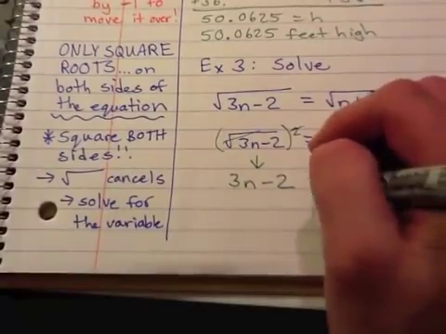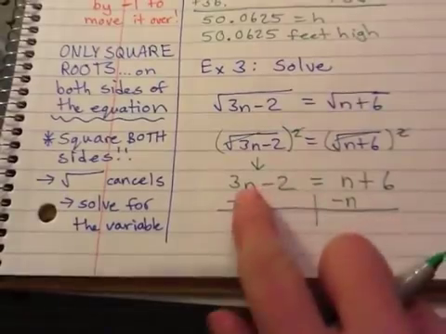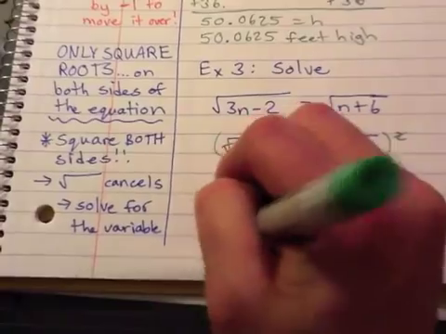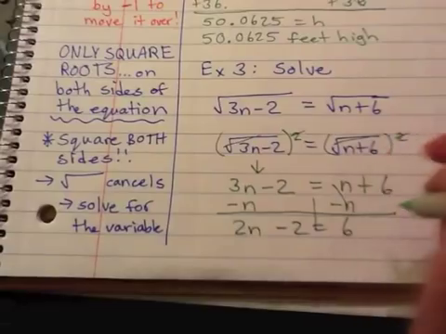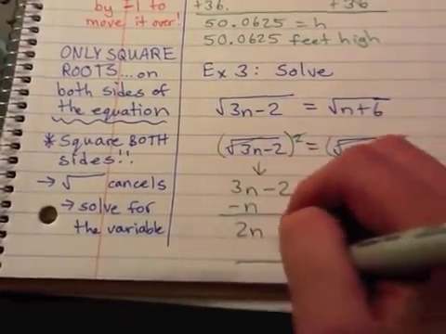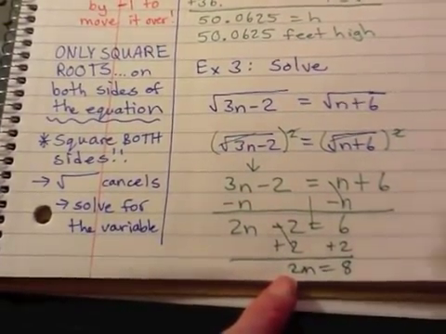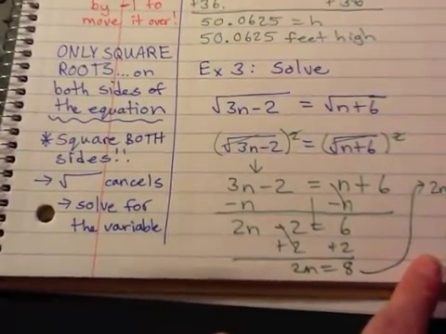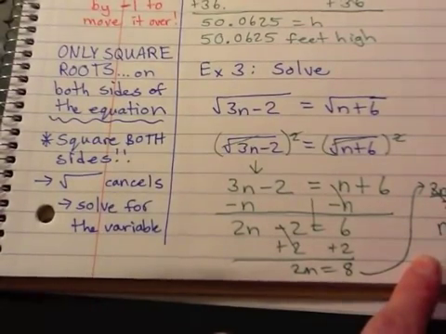And now I'm going to solve for n by subtracting an n. Be careful here, don't start making silly mistakes. Remember, it's 3n minus 1n, which is 2n. Subtracting 2 equals 6. And then you add 2. And you have 2n equals 8. And then if we were to divide 2n by 2, we would have n equals 4.